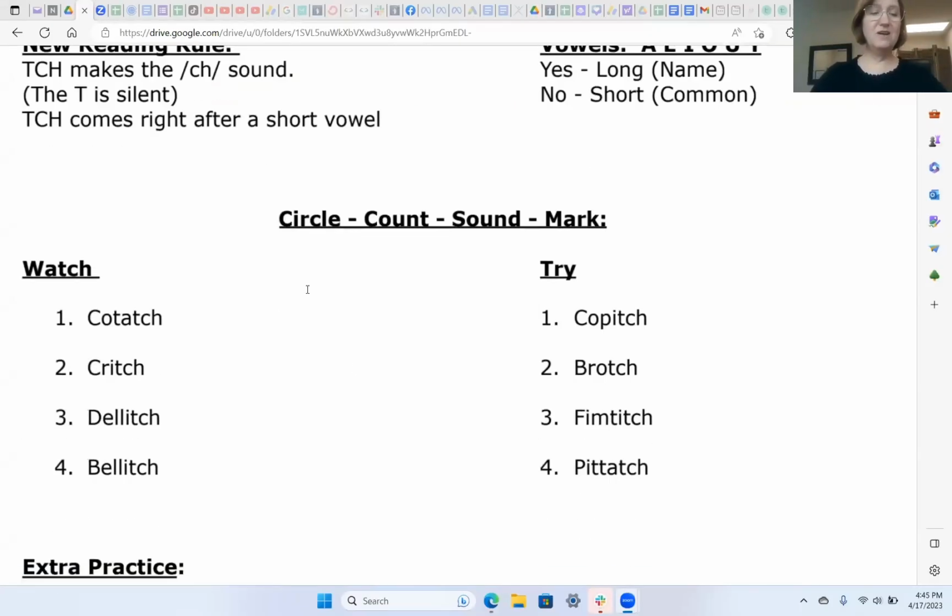Okay, so let's get into marking our words here.